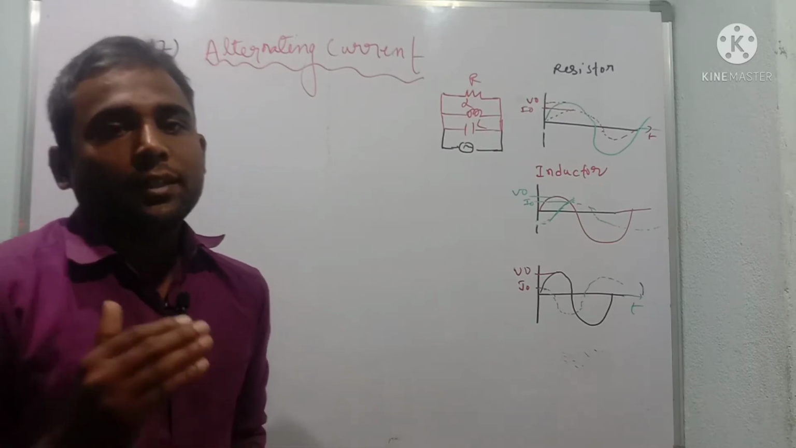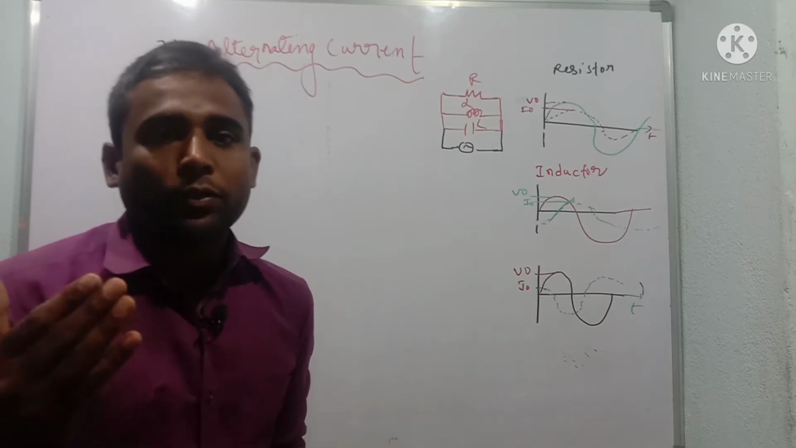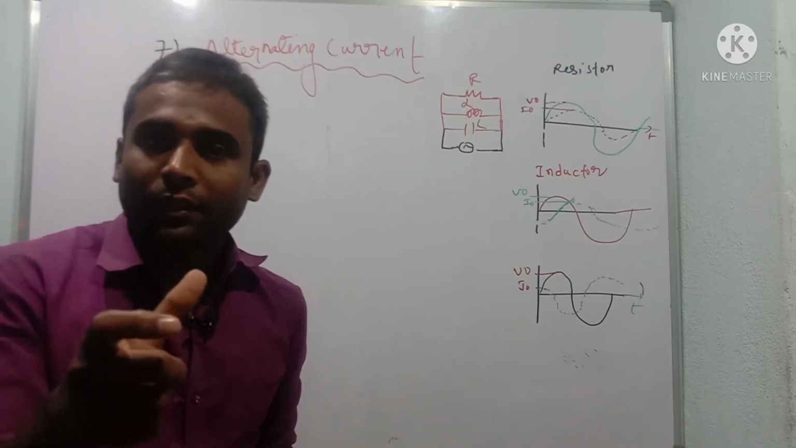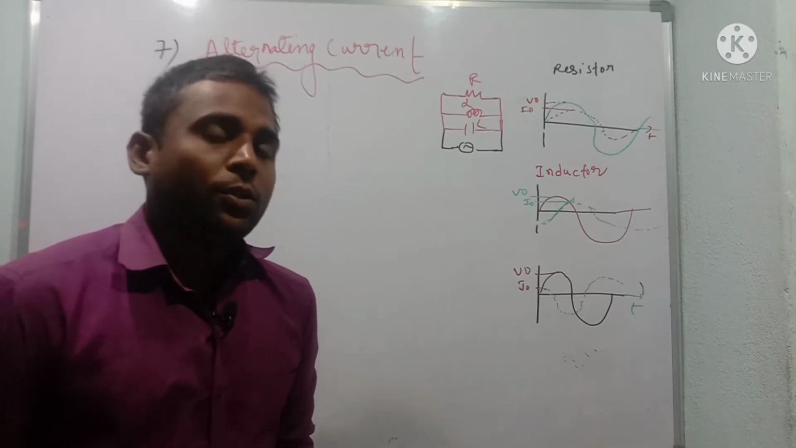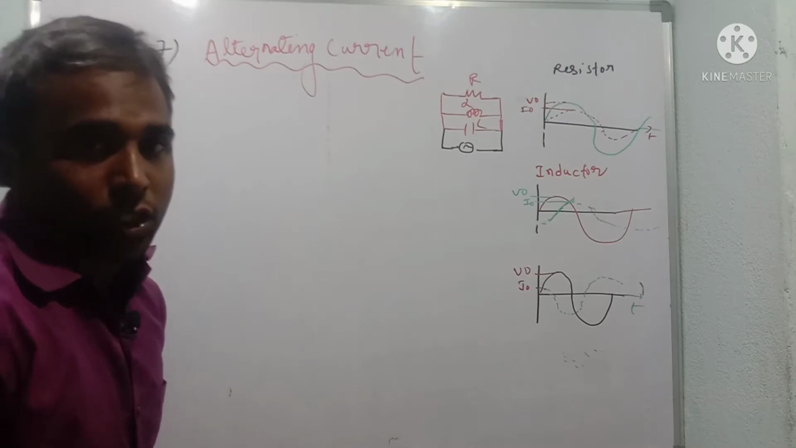Dear students, in the previous class we understood clearly, in part 1 and part 2, about electromagnetic induction, as prescribed in the CET syllabus. Today we are going to discuss the 7th chapter, alternating current.